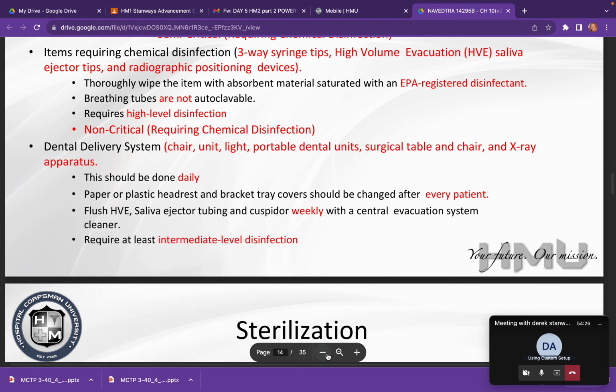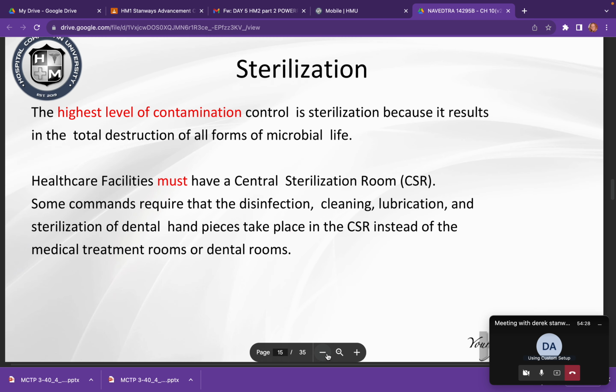Sterilization is the highest level of contamination control because it results in the total destruction of all forms of microbial life. Healthcare facilities must have a central sterilization room. Some commands require that the disinfection, cleaning, lubrication, and sterilization of dental handpieces take place in the CSR instead of the medical treatment rooms or dental rooms. So sterilization is the end-all be-all of the sterilization process. That is what renders any material or instrument completely sterile, cleans off and kills off all of those spores and living organisms.